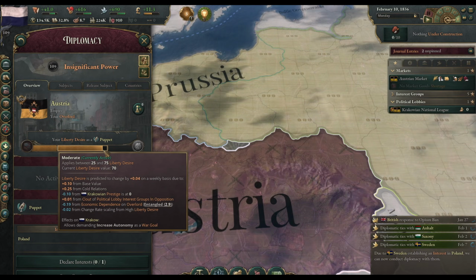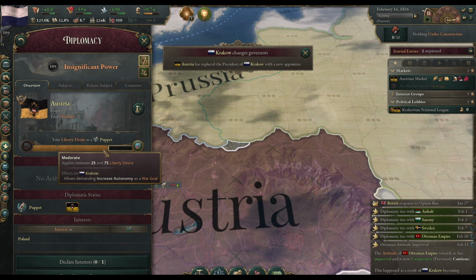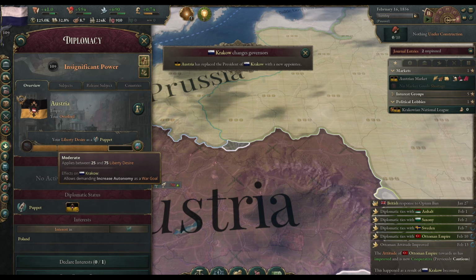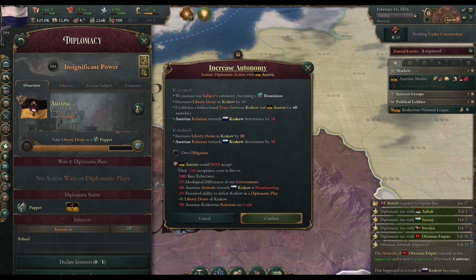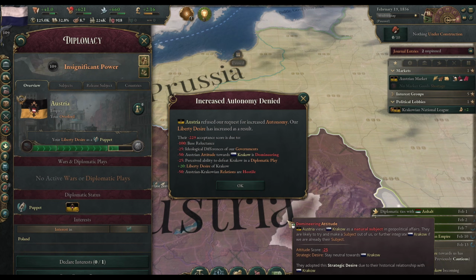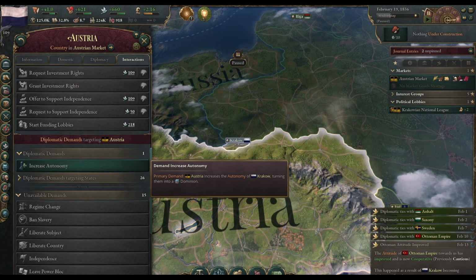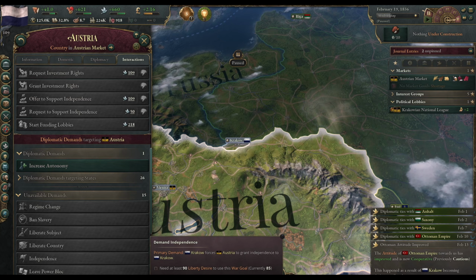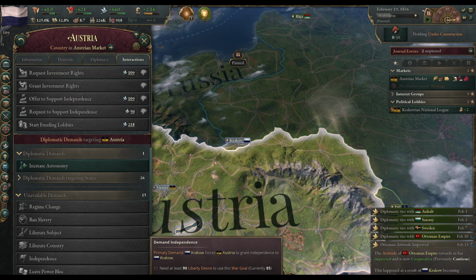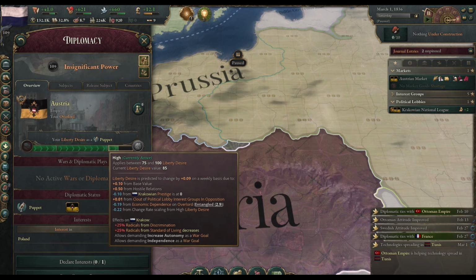Let's wait a couple of days. And Austria appointed a governor. This changes our head of state, and in this case, we gained 5 liberty desire and reached 75. Now we could ask for more autonomy. Of course they will deny, and we reach 85 liberty desire. That is enough to start a diplo play to increase our autonomy. It is not enough to start a diplo play for independence, but we crashed our relations with our overlord hard, so we get even more liberty desire on the weekly ticks.